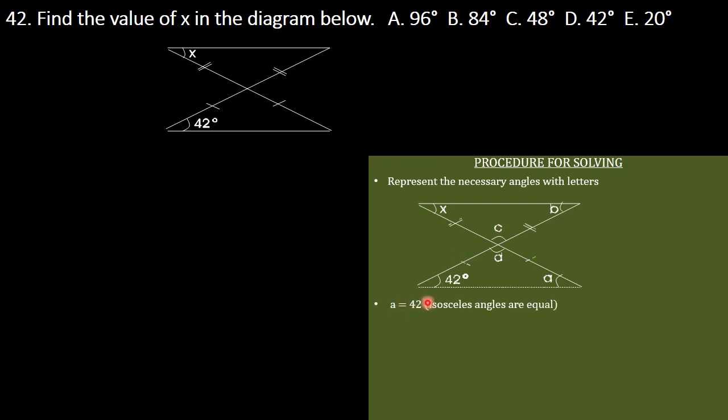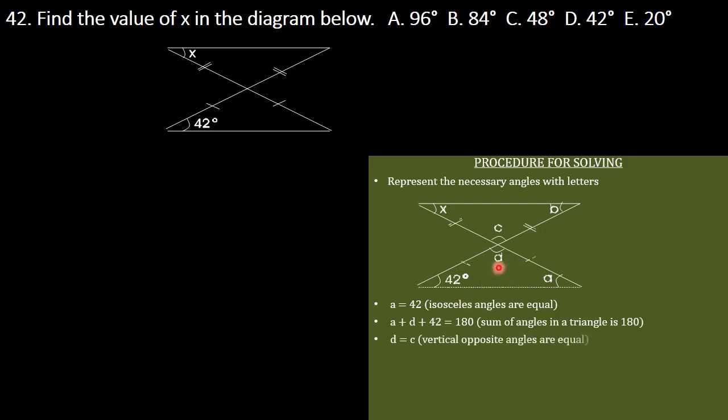This angle and this angle are isosceles angles, and isosceles angles are equal. Here is the isosceles line, and we call this triangle an isosceles triangle. Now we have A is equal to 42 degrees, and A plus D plus 42 is equal to 180 degrees. That is, the sum of the angles in a triangle is 180 degrees. D is equal to C.